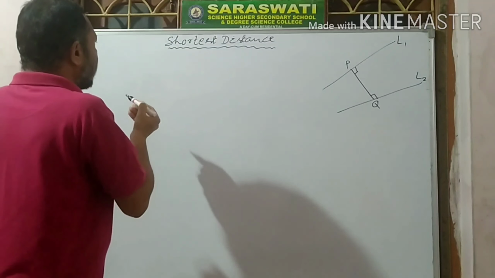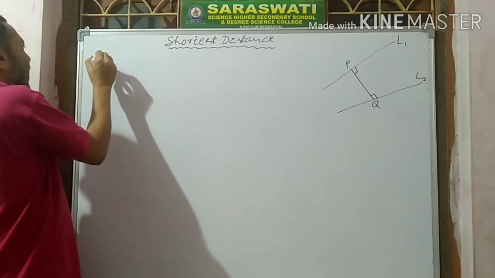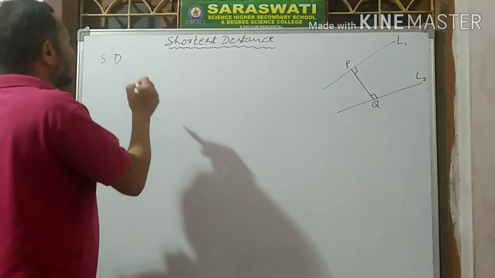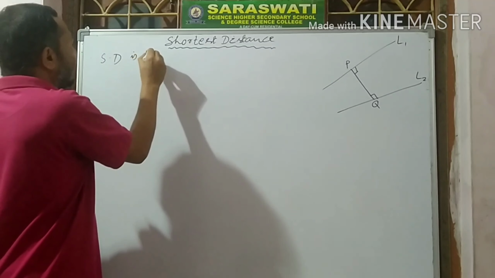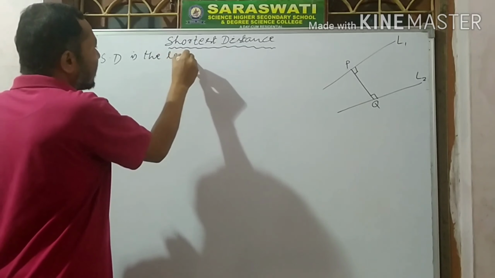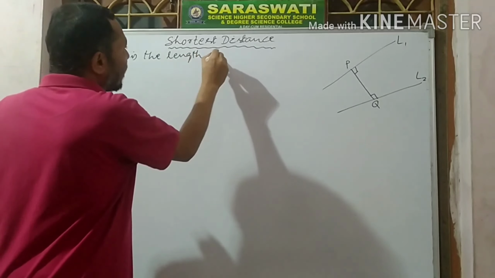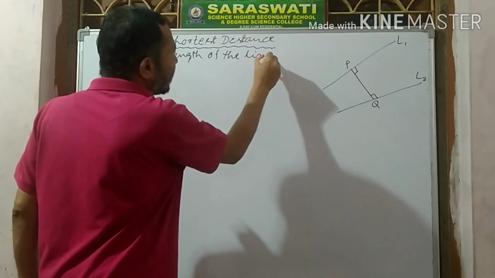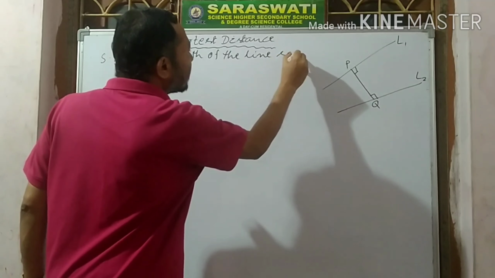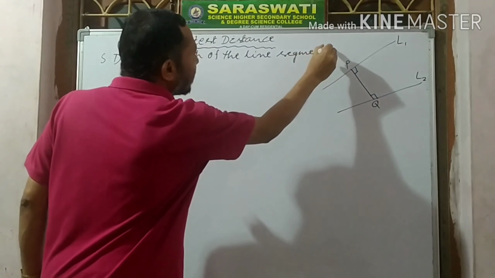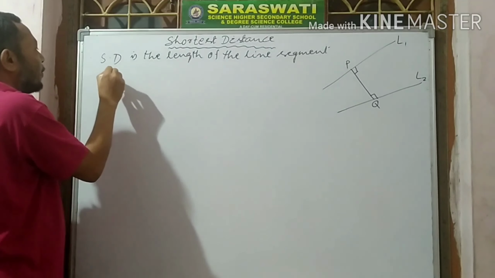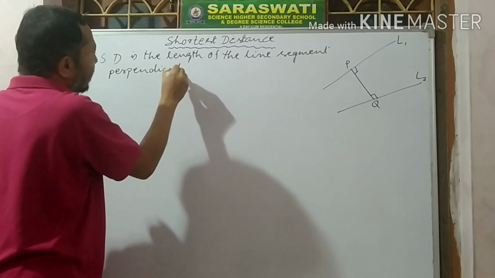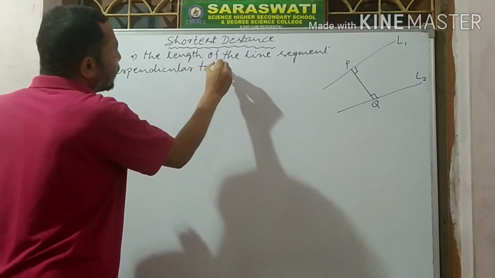So, the shortest distance, SD for shortest distance, is the length of the line segment perpendicular to both the lines.